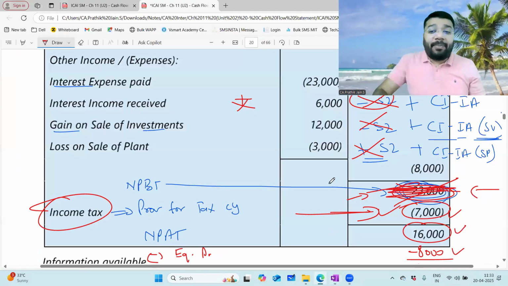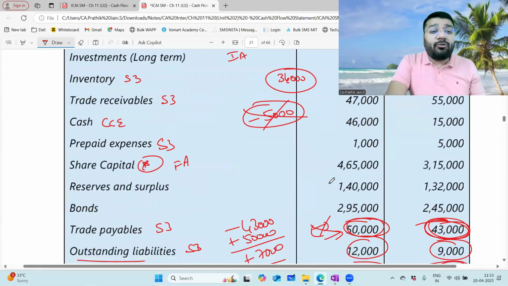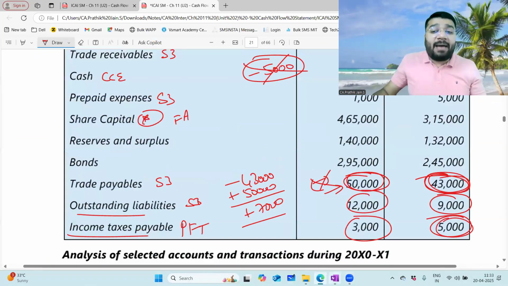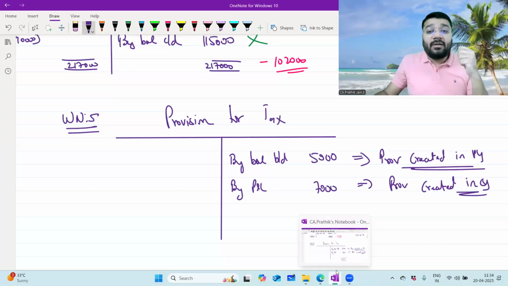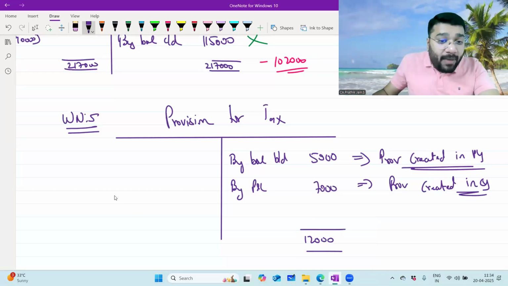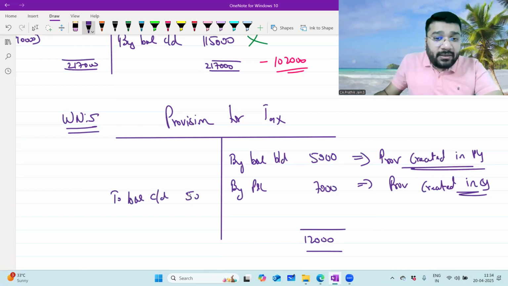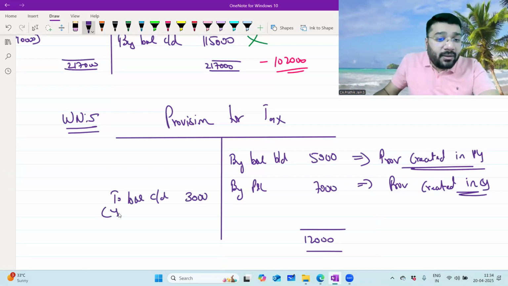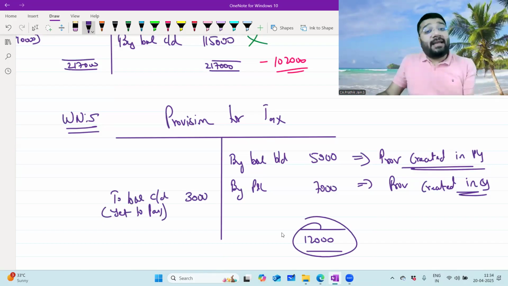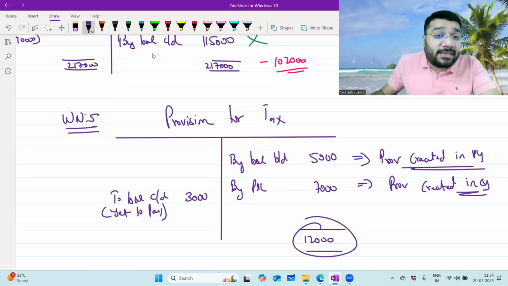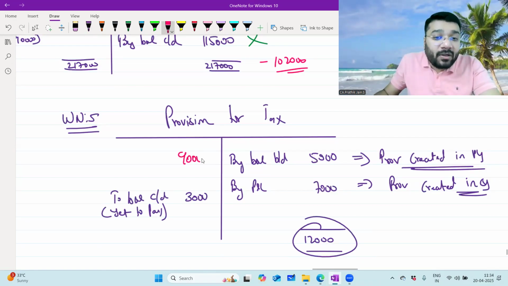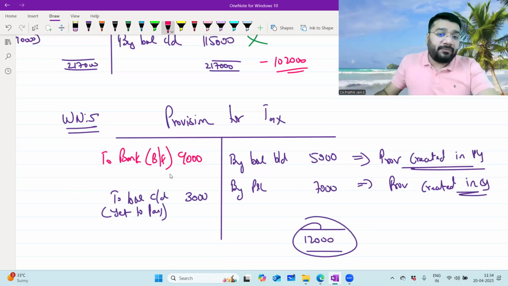Now how much is pending to be paid? Sir, 3,000 is pending, which means the balance 9,000 is paid. So now the balance carried down is 3,000. This is 3,000. Means what? Yet to pay. Total amount to pay is 12,000. In that, yet to pay is only 3,000. Means balance 9,000 is paid. What is it? To bank. This is your balancing figure.